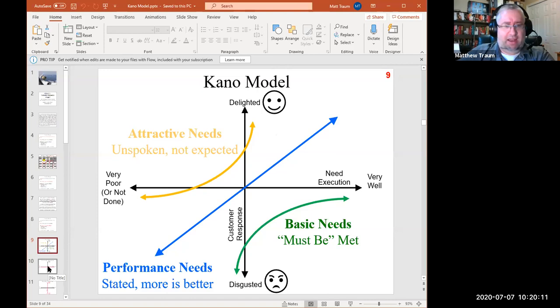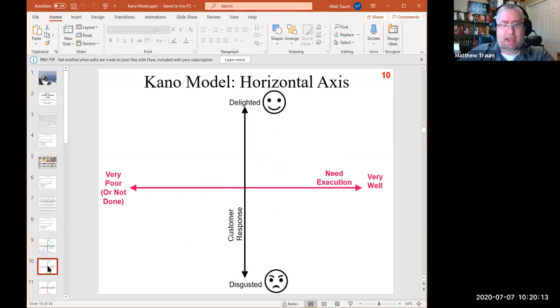So the first element is the axes. So we have what's effectively a horizontal axis and a vertical axis. The horizontal axis measures the product's ability to execute a customer need. So I've kind of truncated that into need execution. But if you think about the 20 or 21 customer needs in the 3D bioprinter project, this axis represents each individual customer need and how well a particular subsystem concept executes that need.